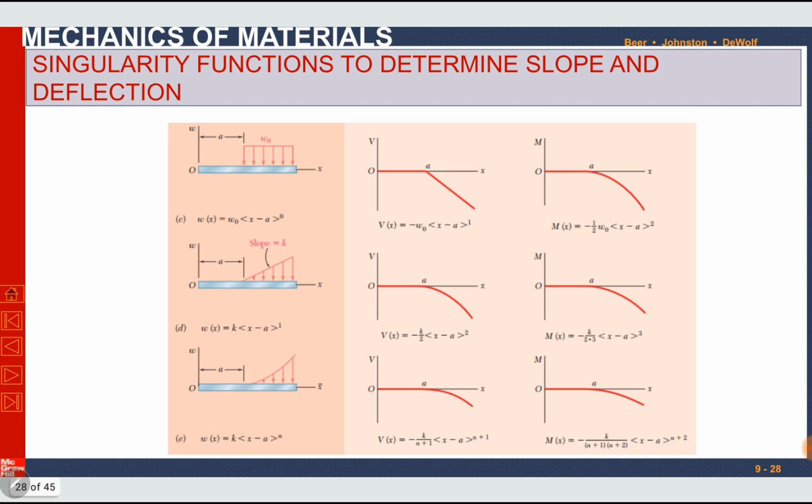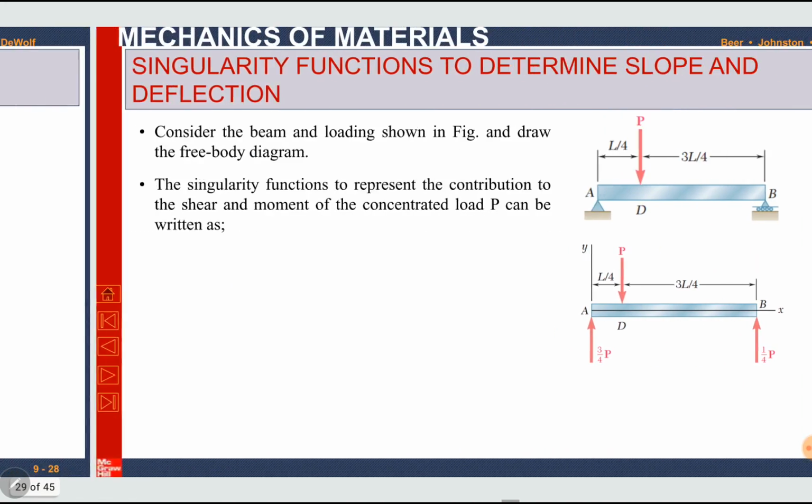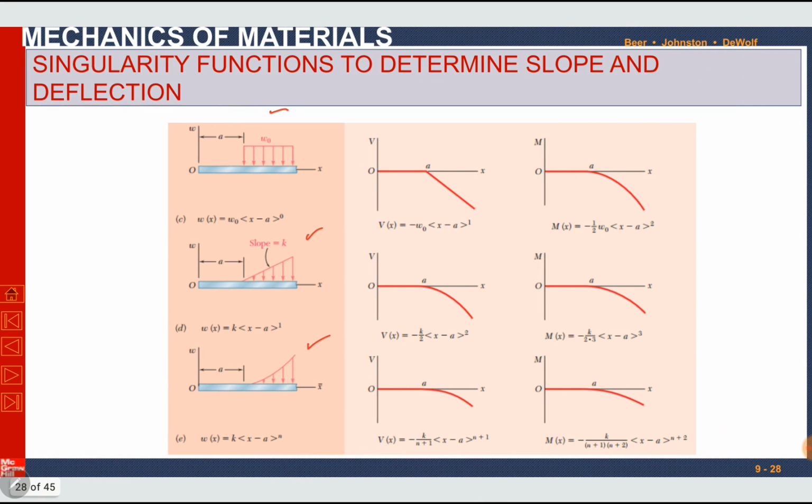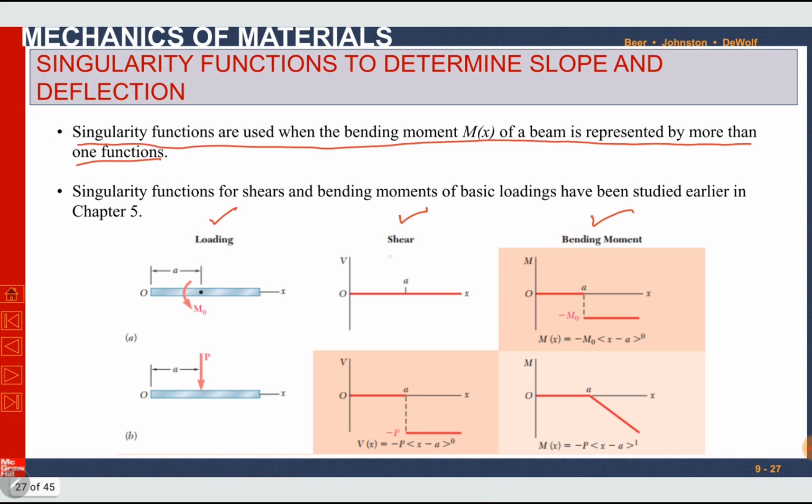Similarly, for a uniformly distributed load, for a triangular distribution, for a parabolic distribution, we have different types of shear functions and moment functions. What we need to do is, previously we calculated only shear and moment functions using these singularity tables. Now how can we calculate slope and deflection from these tables? These tables do not have any function for slope or deflection. They only have shear and bending moment.